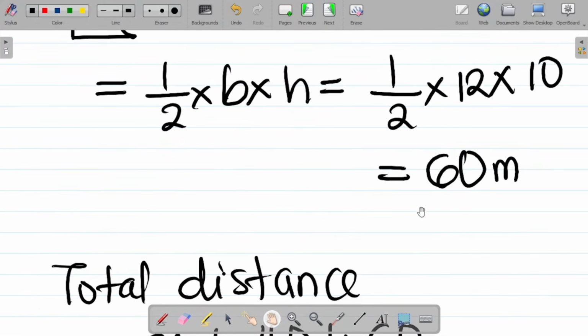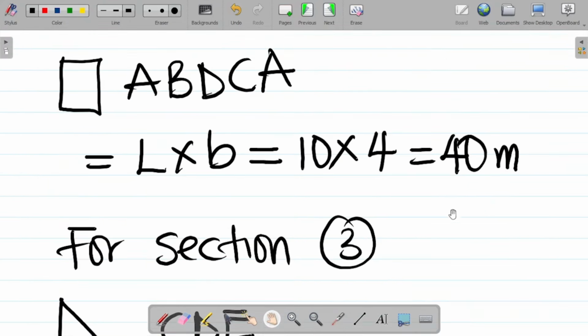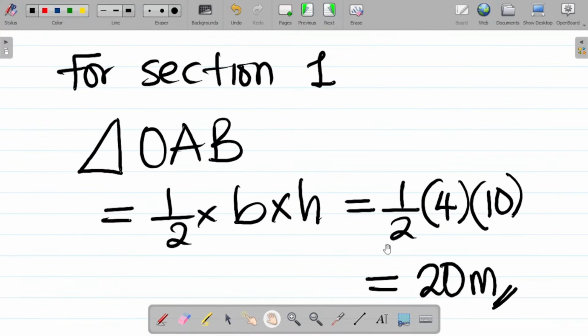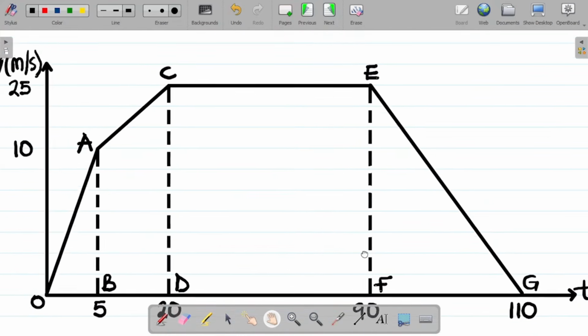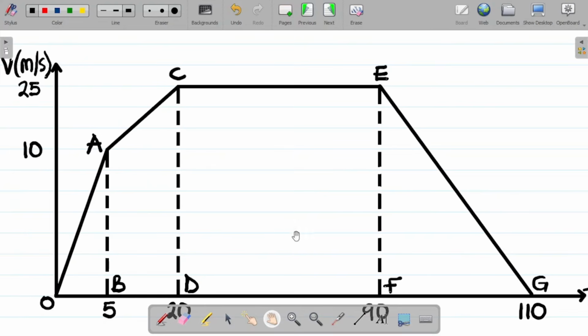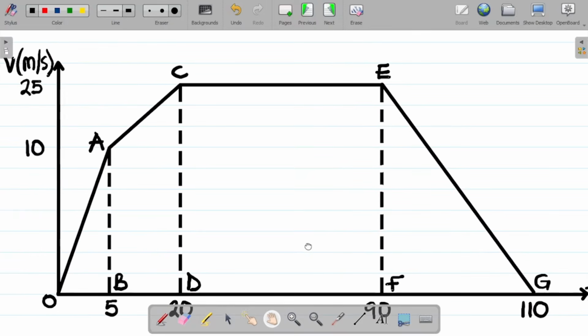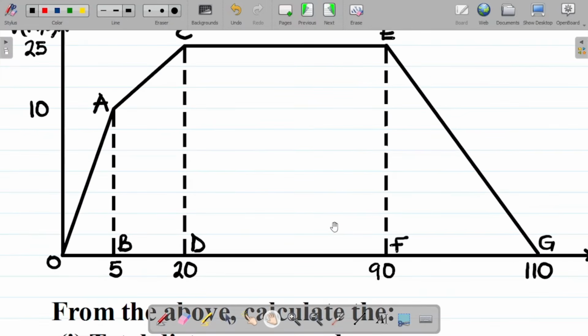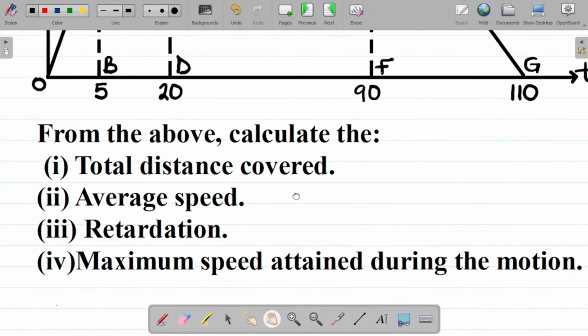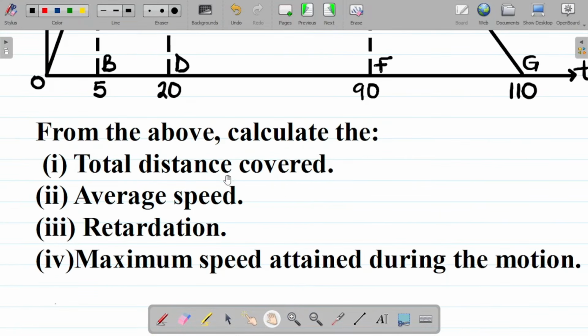All right, so this is the basics for VT graph. Let's look at something much more complex. Okay, so let's see this diagram here. This one is a bit more complex than the first one. So here's a VT graph. You're asked to calculate, from the above, number 1, the total distance covered, number 2, the average speed, number 3, the retardation, number 4, the maximum speed attained during the motion.